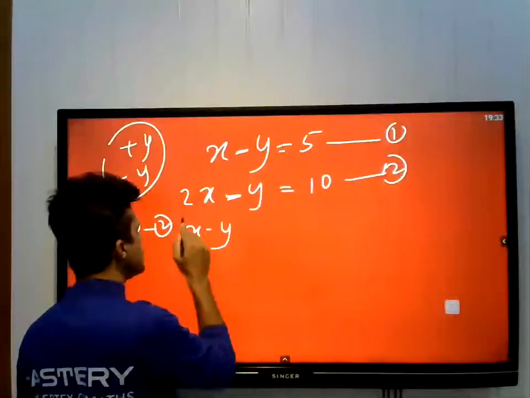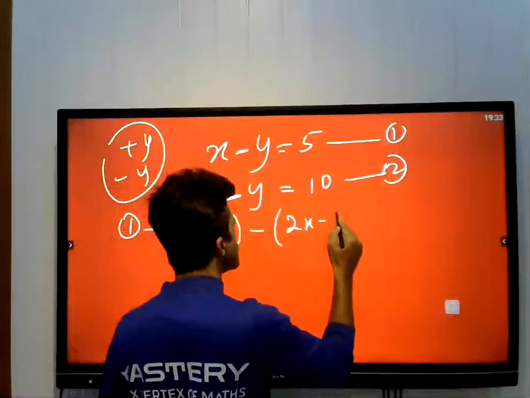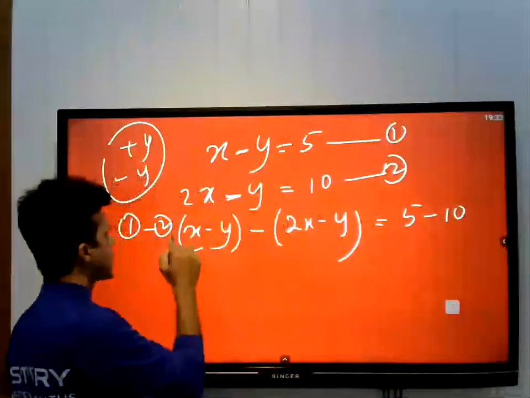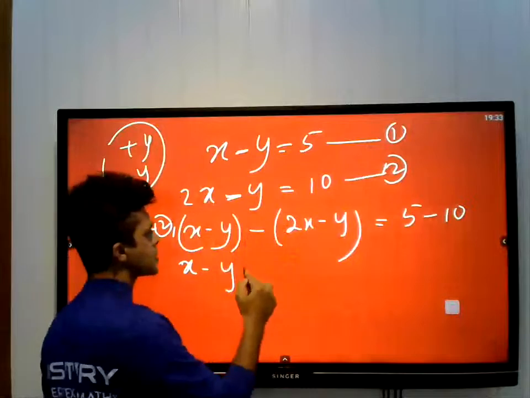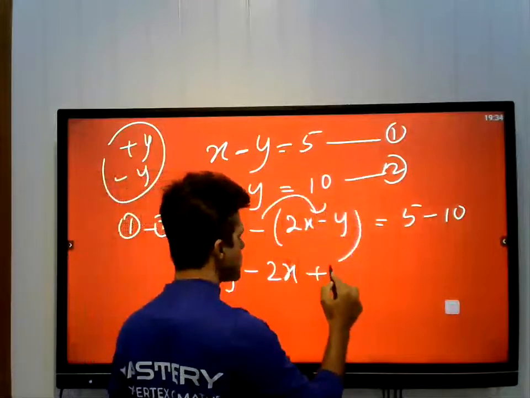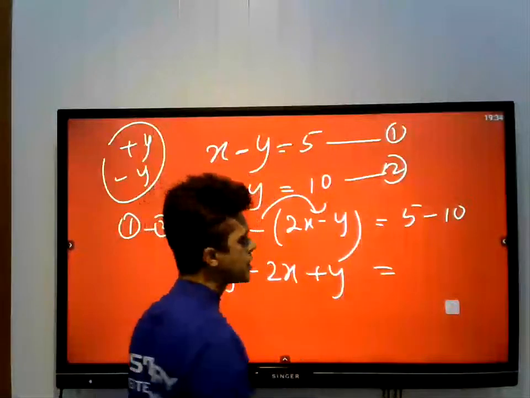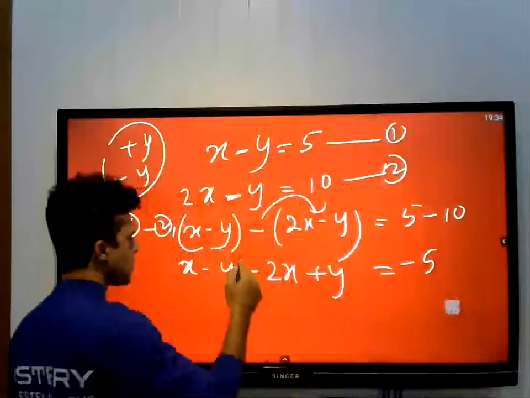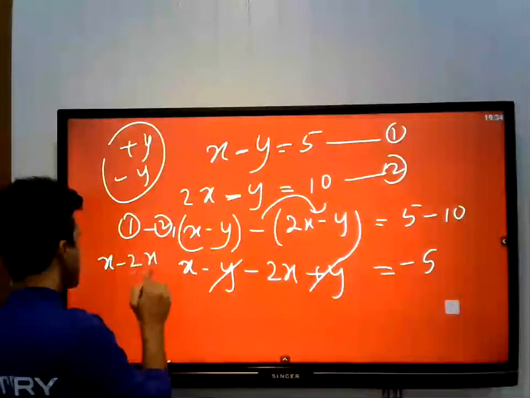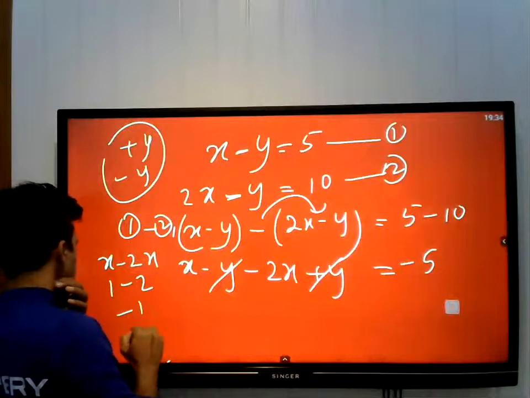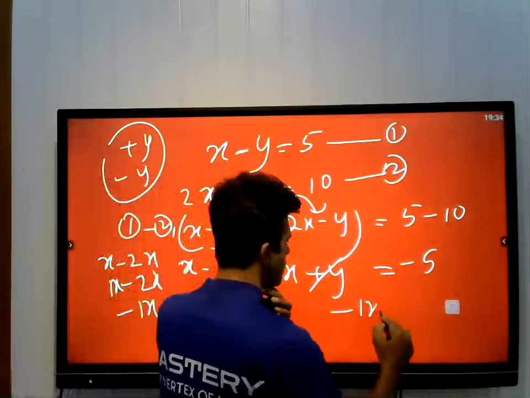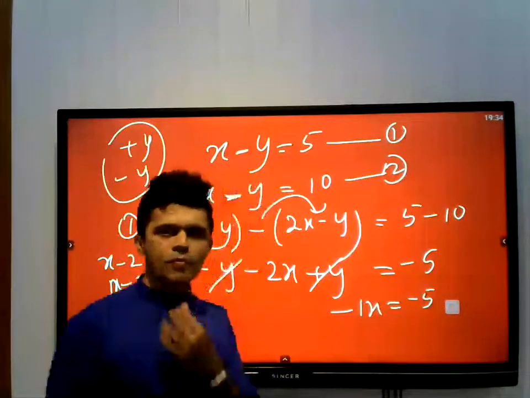Then x minus y minus 2x minus y equals 5 minus 10. So remove the brackets: x, minus y, and then minus times minus y is plus y. 5 minus 10 is minus 5. Plus y and minus y cancel out. x minus 2x is minus x. Minus x equals minus 5.